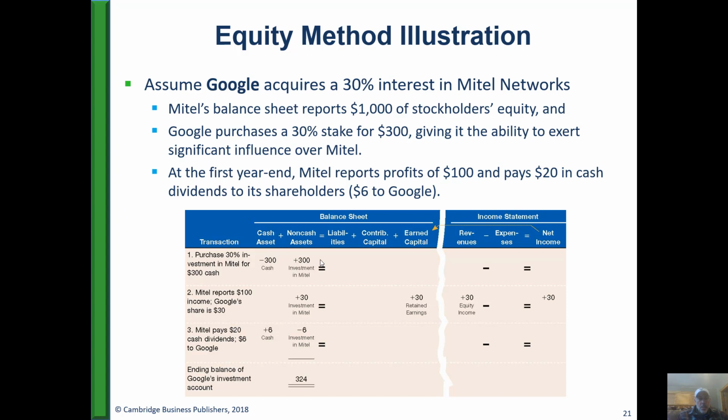Now let's look at the dividend in step number 3. Mattel pays a $20 cash dividend, which equates to $6 based on Google's equity stake. So we have $6 in cash coming into the firm. That's going to be our debit. Then our offsetting credit is going to be a direct decrease to the investment account. And you can see there that the investment in Mattel is being credited in the amount of $6. And then finally there you can see the ending balance of Google's investment represents all of those transactions, and that would show up on our balance sheet in the amount of 324.